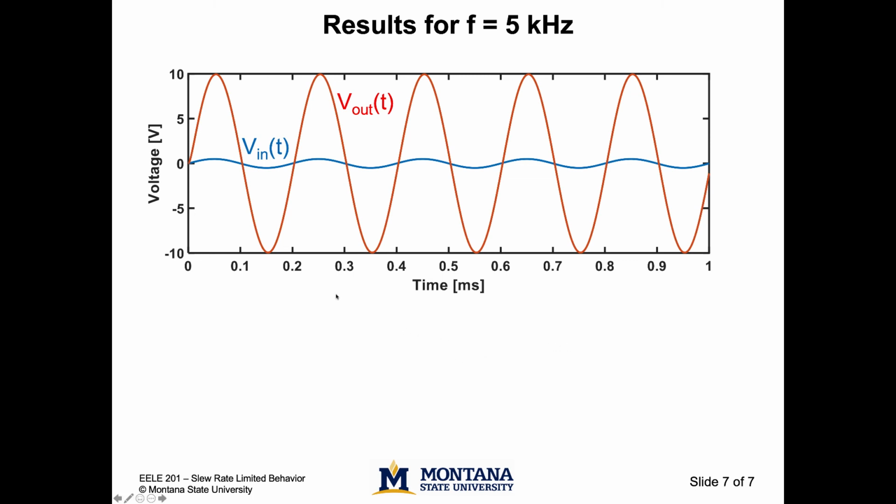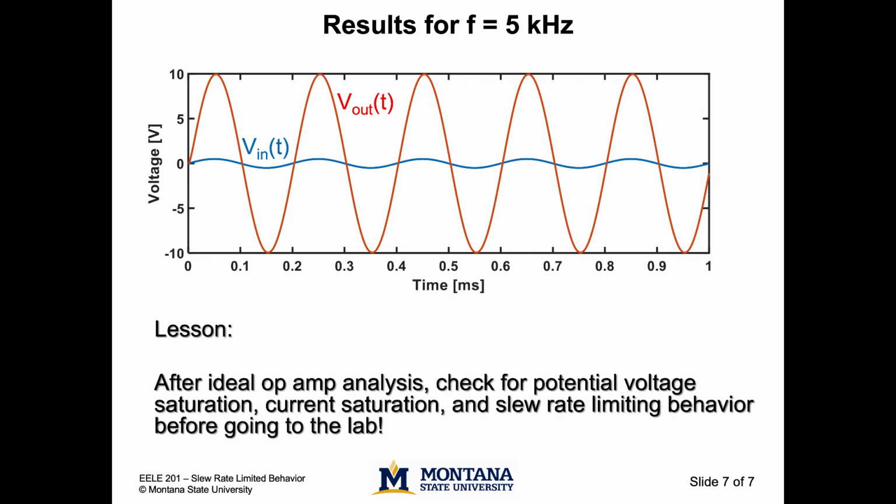So again, we're plotting as a function of time. Here is 1 millisecond, so we're seeing 5 periods of our waveform. And notice the output voltage is now a nice sine wave with a peak amplitude of 10 volts. We've achieved our goal.